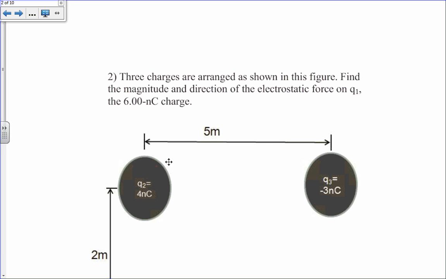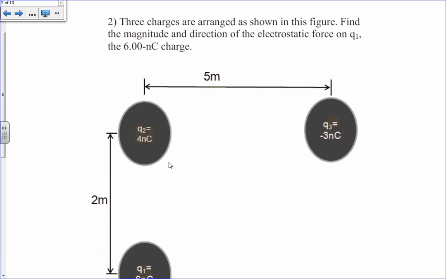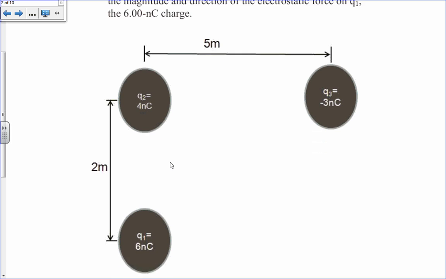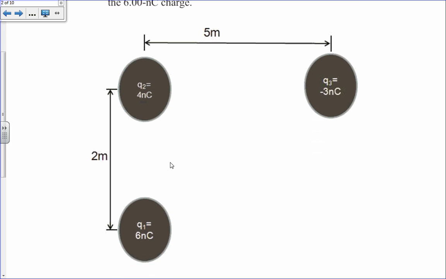On problem number 2, it says 3 charges are arranged as shown in this figure. Find the magnitude and direction of the electrostatic force on Q1. So first, let's just sketch in the forces that are at play on Q1.